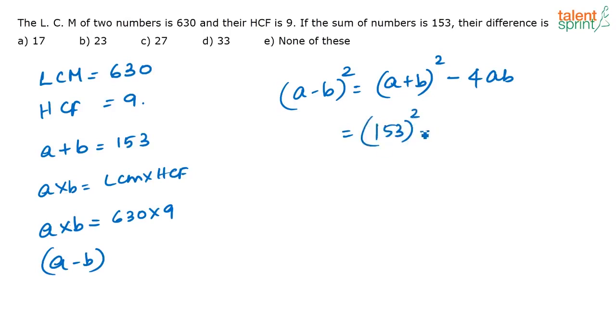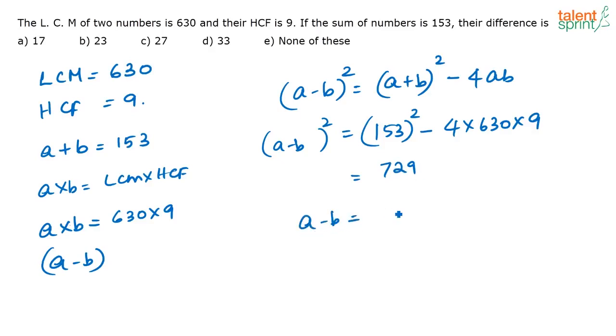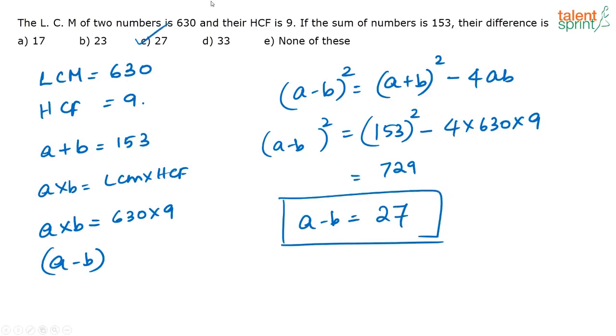So you have 153 whole squared minus 4 into 630 into 9. So this is what is A minus B the whole squared. So here if you actually solve it, you will get it as 729. You can solve that and check. So A minus B will be equal to 27. So the correct answer here is option C, that is 27. Now, next question.